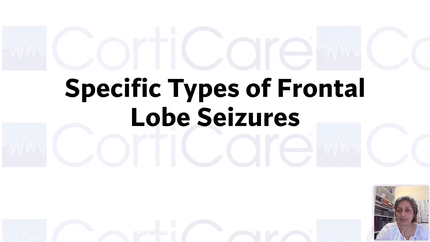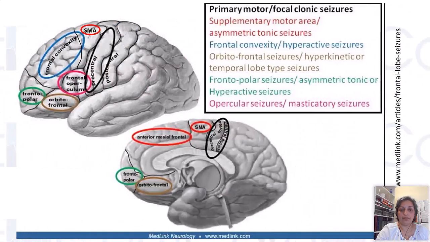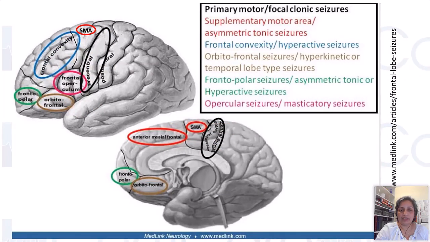Let's talk about different areas of the frontal lobe and the seizures originating from them. So again, revising that anatomy slide for the brain. So we have central sulcus running like this. Anterior to central sulcus is a precentral gyrus. This is our motor strip. Behind the central sulcus is a postcentral gyrus. That is our somatosensory cortex.